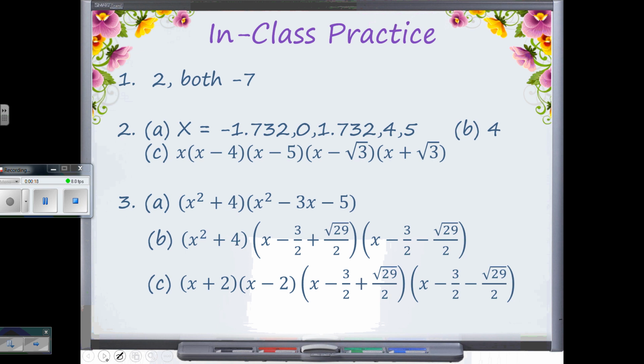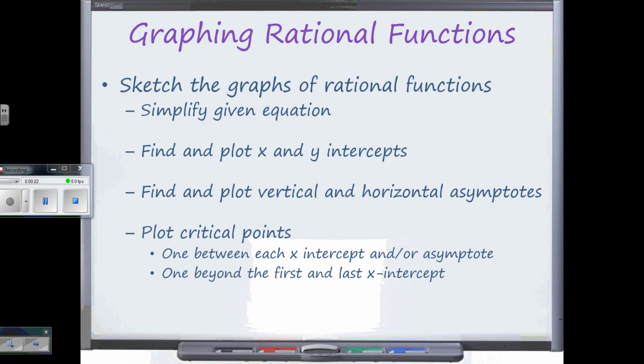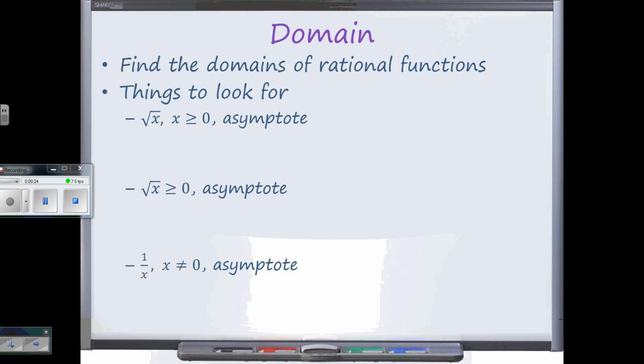Okay, so we're going to move on now. Find the domains of rational functions. We've already done this a couple of times, so we're going to look at it. We're looking at square root. x has to be greater than or equal to 0.